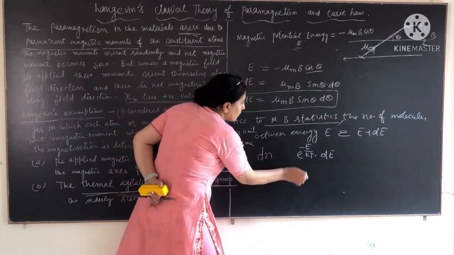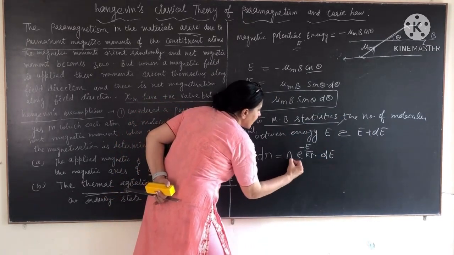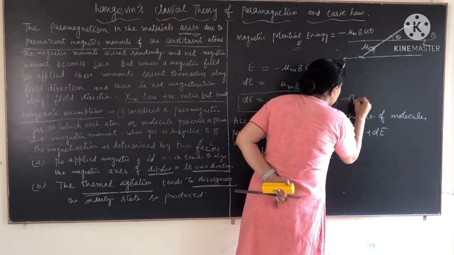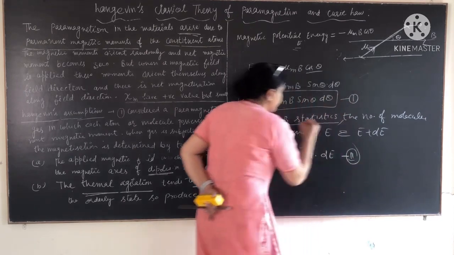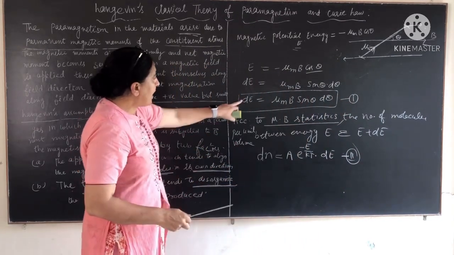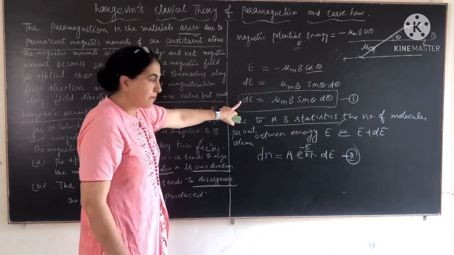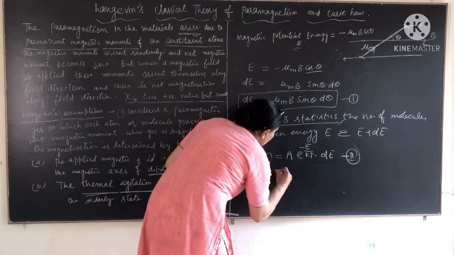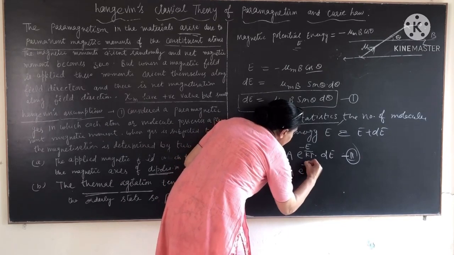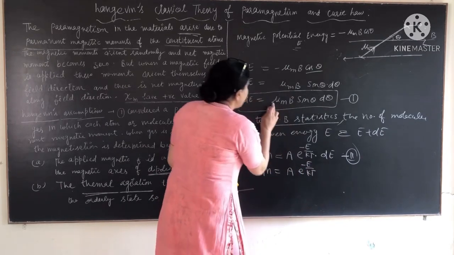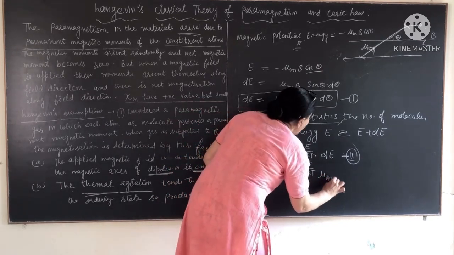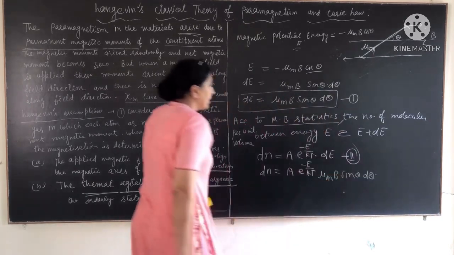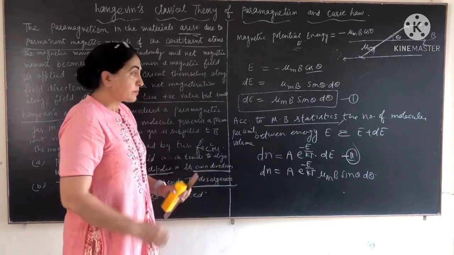The constant of proportionality we use here is A. Clear? So this is equation number first, this is equation number second. Now put the value of dE from equation number first in equation number second. So dN is equal to A e raised to power minus E over kT times mu m b sin theta d theta. Clear? So this is dN.